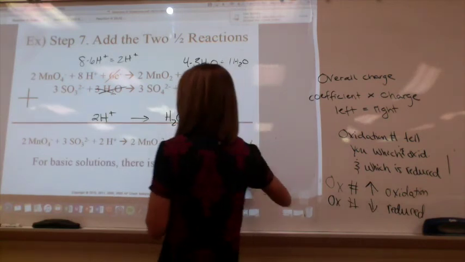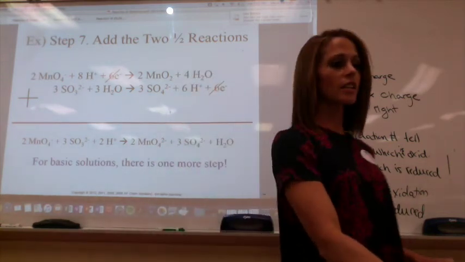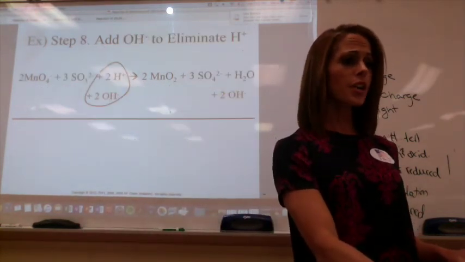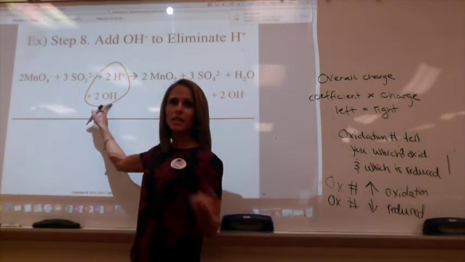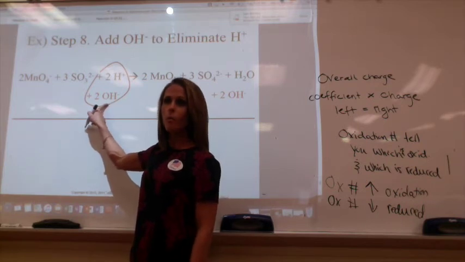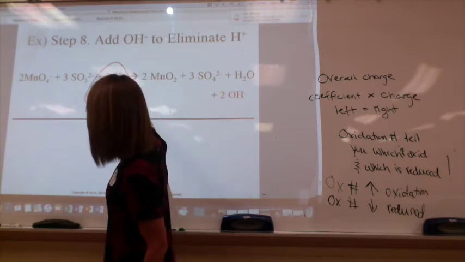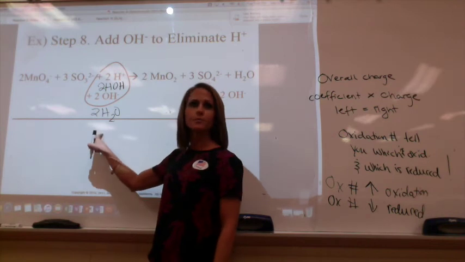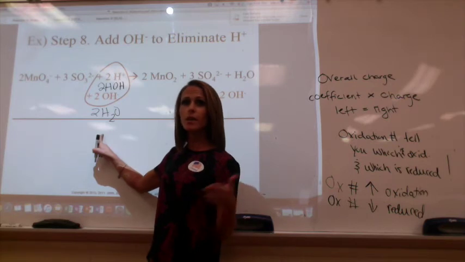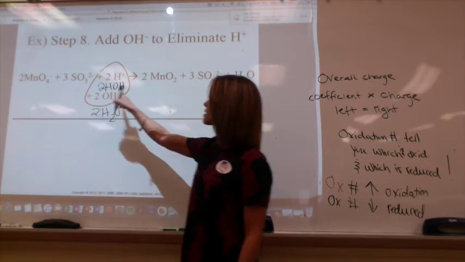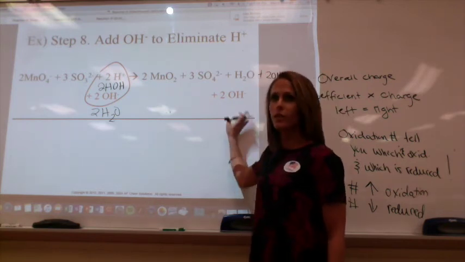So if I have my two H pluses here, how many OHs do I need to add? 2. So we're going to add 2 OHs to the left side. H plus OH minus makes water. How many waters am I going to make? 2 waters. Because you're technically making 2 HOH. And HOH is water. So as soon as you add the OH, you're doing that to make water, to get rid of the H plus and make water. Once I do that to this side, I have to add it to this side. So you're going to add OH minus to the right side. It's already written for you.